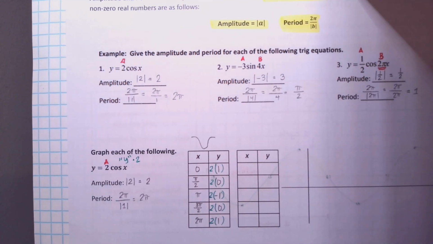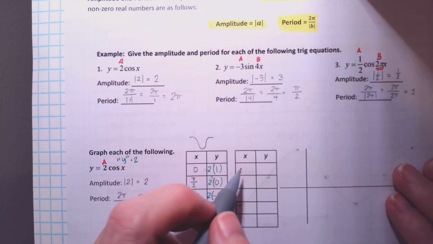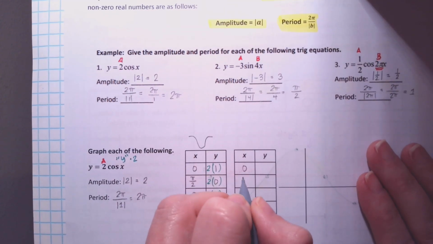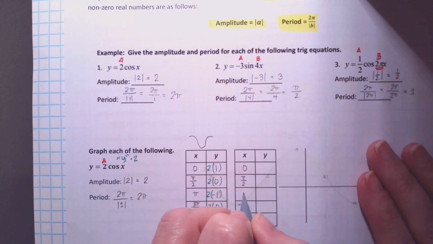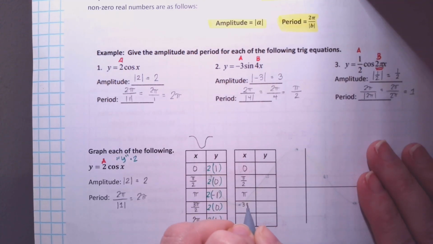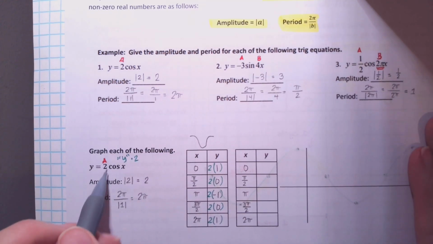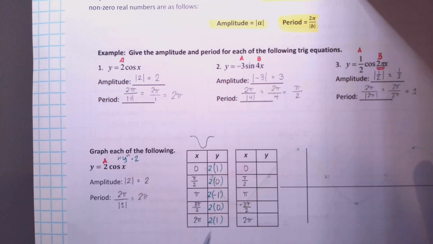Okay. So my x's are not going to change. I'm going to take them and transfer them over to my transform function: 0, pi over 2, pi, 3 pi over 2, and 2 pi. But all my y values are going to be twice as big according to this. This is technically what's called a vertical stretch.